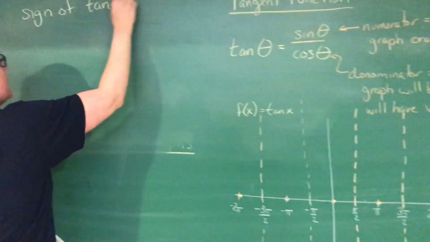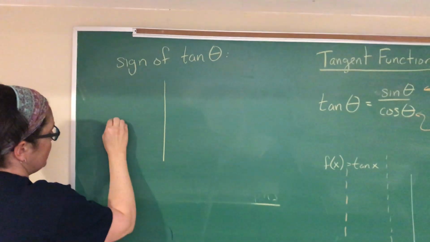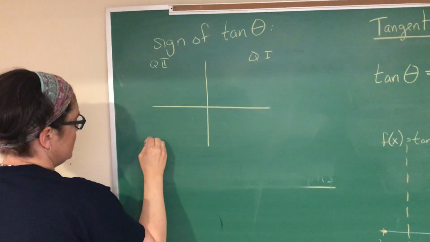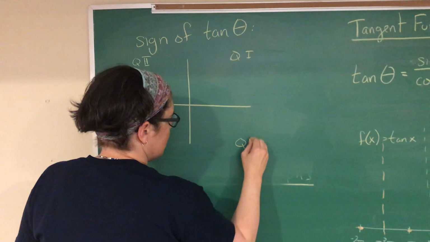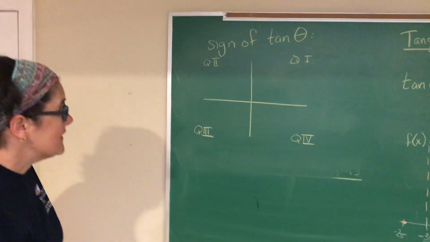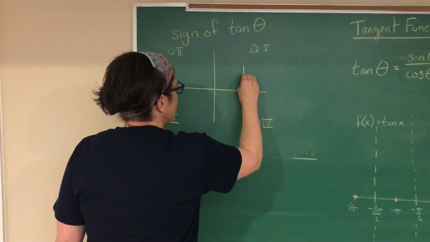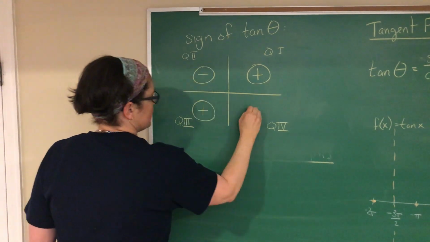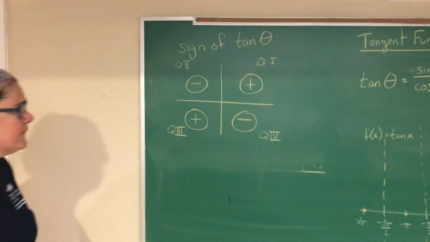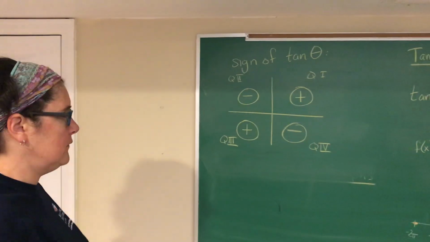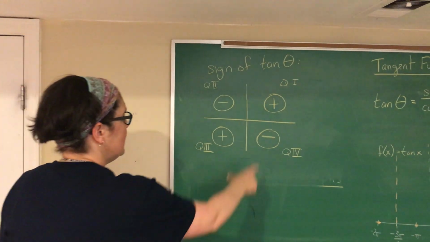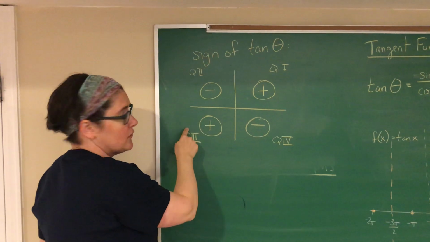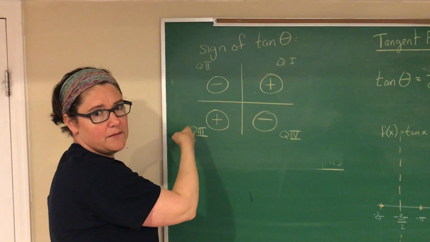So the sign of tangent of theta, so thinking about the 4 quadrants, quadrant 1, quadrant 2, quadrant 3, and quadrant 4, tangent is positive in the first quadrant, and positive in the third quadrant, and negative in the other 2 quadrants. Okay. And you can think about that in a lot of different ways. Either all students take calculus, or in the first and third quadrants, x and y. In the first quadrant, x and y are both positive. In the third quadrant, x and y are both negative, so they cancel and make a positive value.